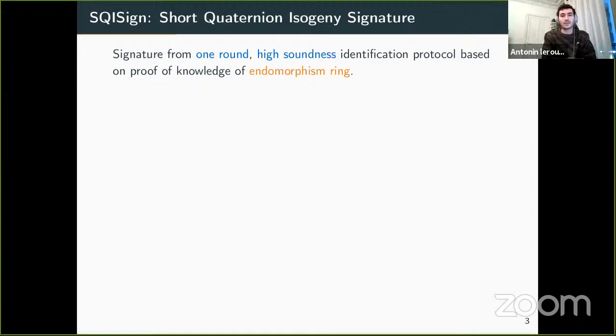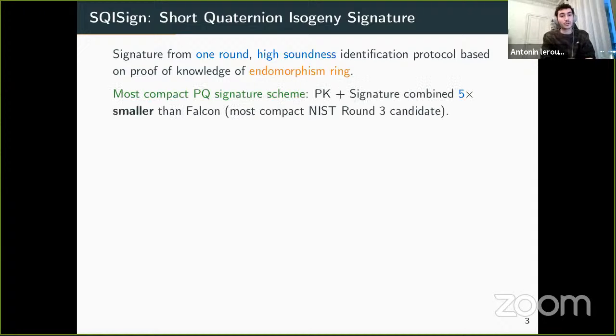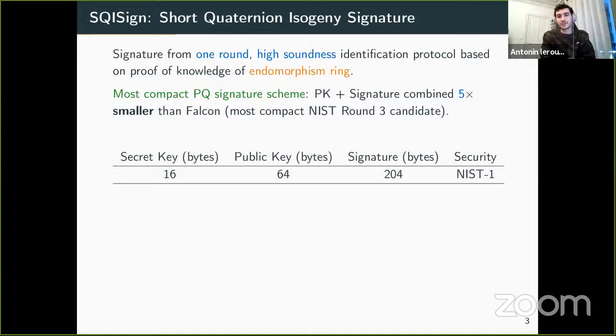This is a scheme that is derived with the Fiat-Shamir transform from a one-round high soundness interactive identification protocol. Before diving into the details, let me tell you a few of the nice properties of this scheme. First, this is the most compact post-quantum signature scheme if you look at public key and signature combined. For instance, to reach NIST level 1, we have these sizes.